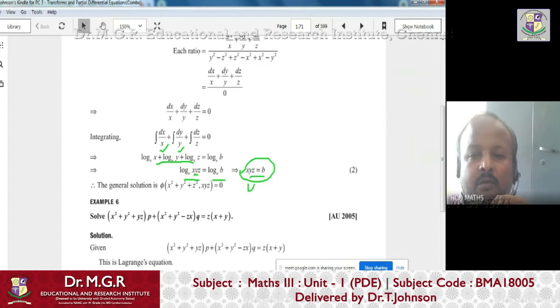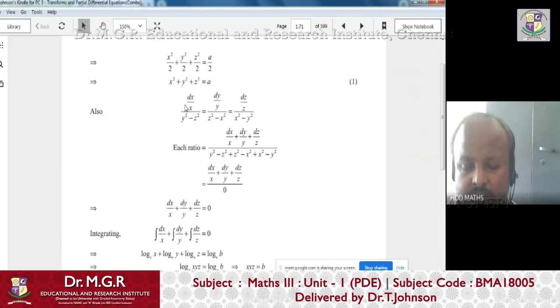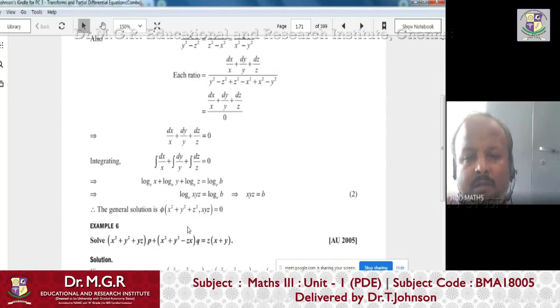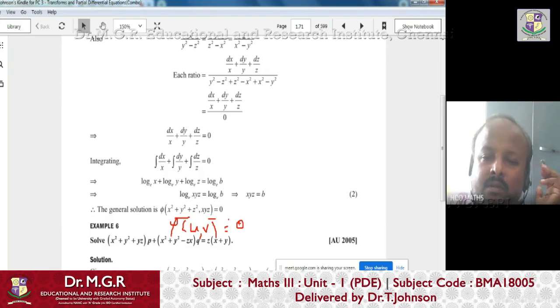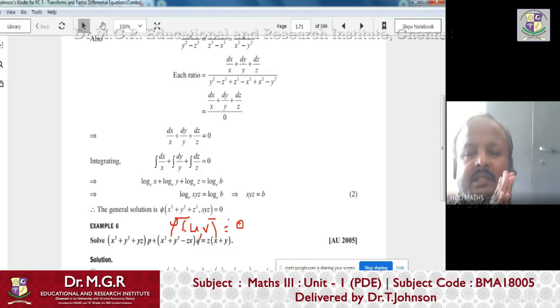So there are two functions we found now. One is x square plus y square plus z square equals a, that we call u. And similarly now xyz equals b, that we call v. Now the general solution of this problem can be written as phi of x square plus y square plus z square comma xyz equals 0. That is phi of u comma v is equal to 0. Right? So this is the idea or procedure to solve Lagrange's linear equation.